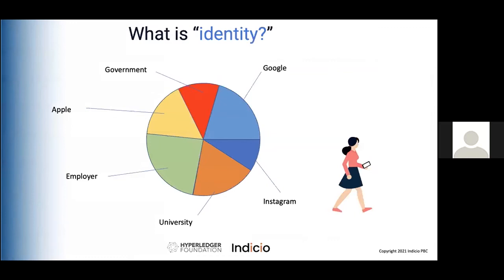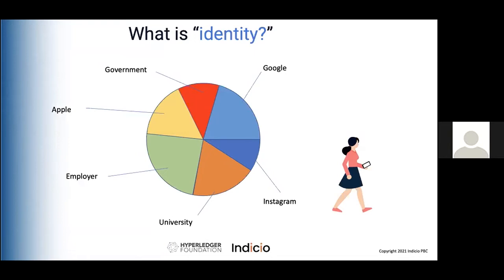To talk a bit about our terminology, we've already said the word identity probably 20 to 30 times today. So I think it's worth looking at what we mean by the word identity. It comes from a lot of different sources. This is sort of how the world looks today, that your identity comes from a pie, if you will, where a portion of it is generated and often held by these entities that give you some of this identity.